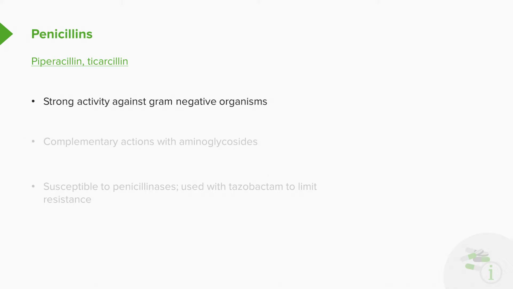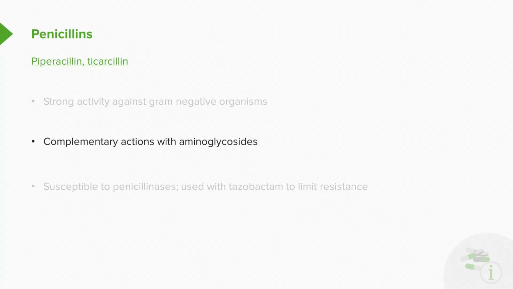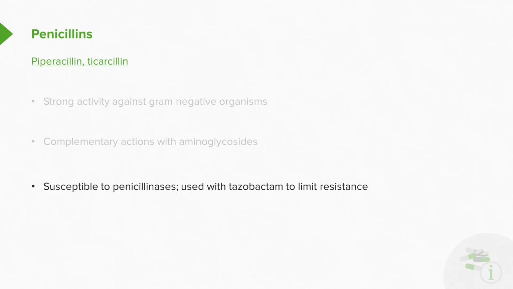Piperacillin and ticarcillin are stronger agents. These are very strong agents against gram-negative organisms. And once again, they are very complementary with aminoglycosides. So piperacillin, for example, will be combined with tobramycin to give a very strong gram-negative treatment. Once again, these drugs are susceptible to the penicillinases, so we often combine drugs like piperacillin with tazobactam to limit the resistance.